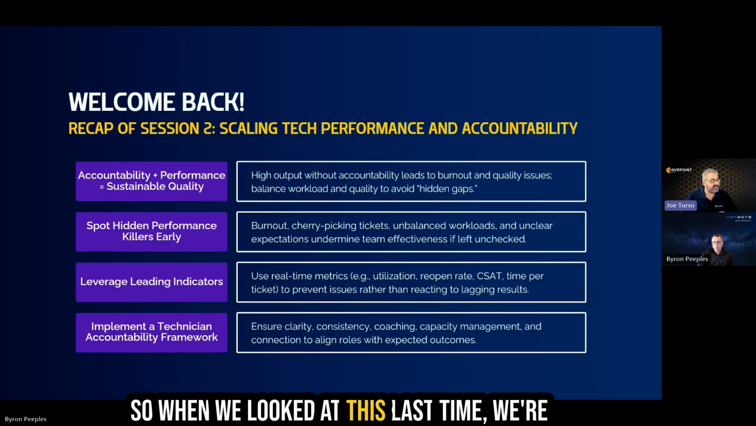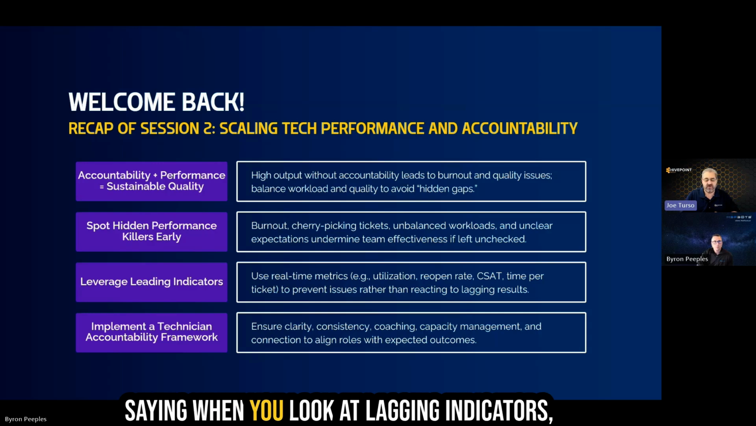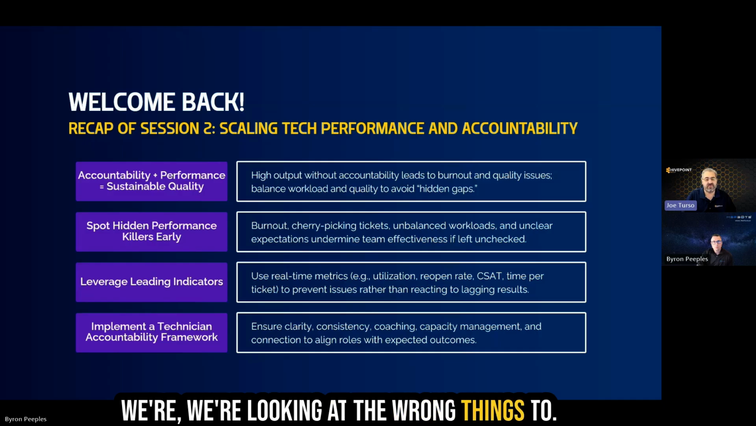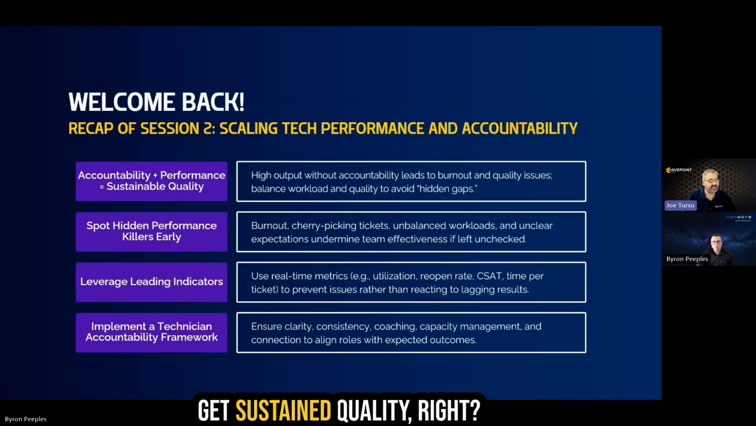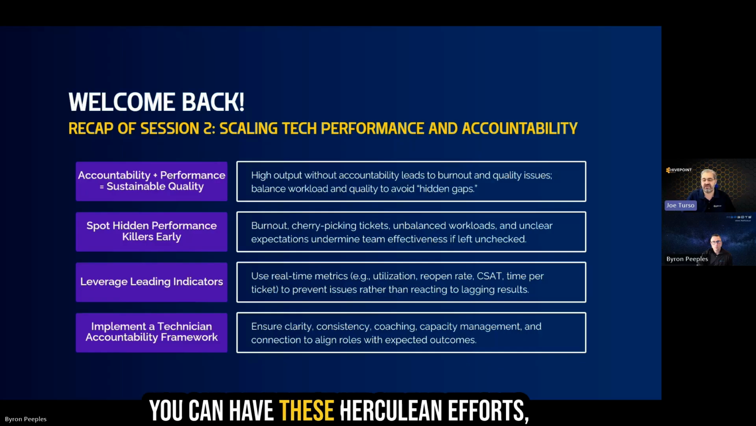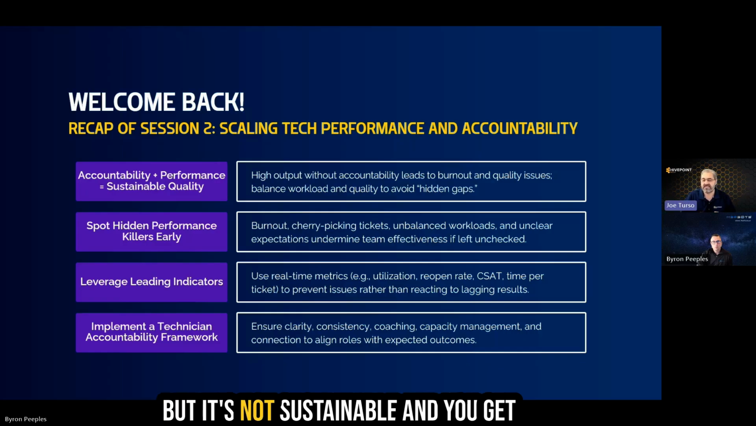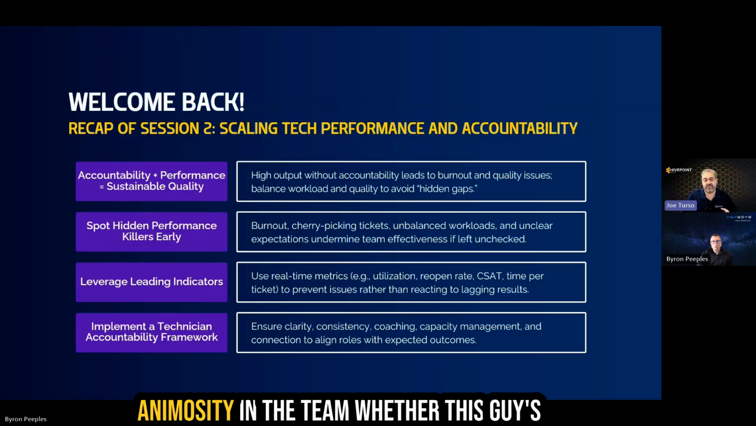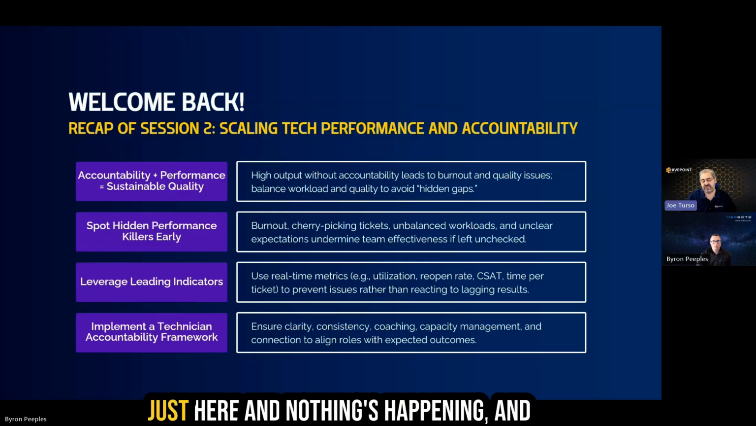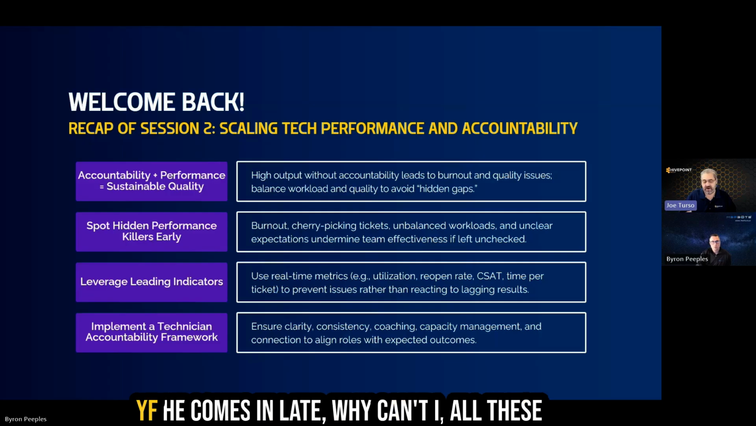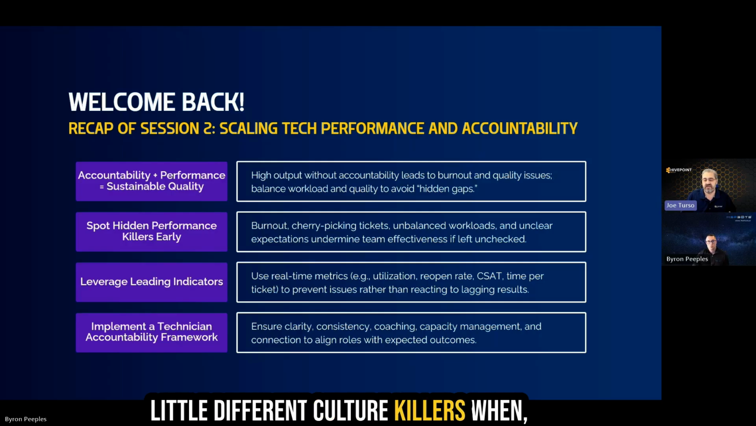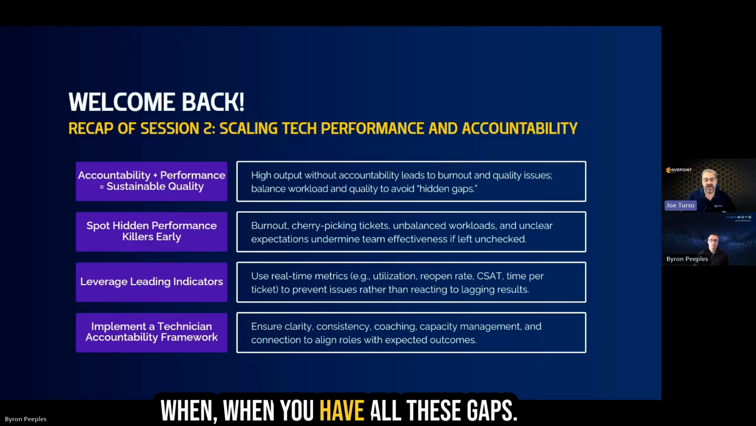So when we looked at this last time, we're saying when you look at lagging indicators, we're looking at the wrong things to get sustained quality, right? You can have these Herculean efforts, but it's not sustainable. And you get animosity in the team, whether this guy's just here and nothing's happening, and why, if he comes in late, can't I? All these little different culture killers when you have all these gaps.